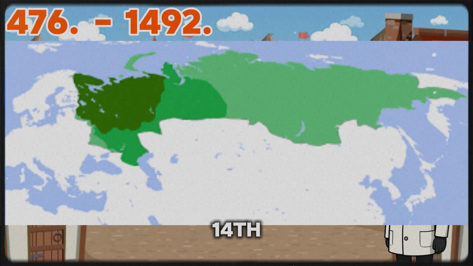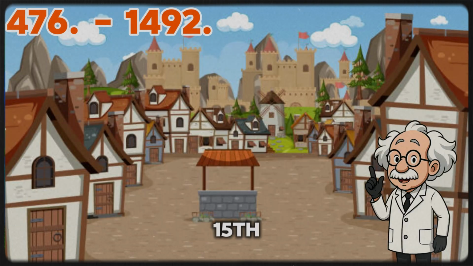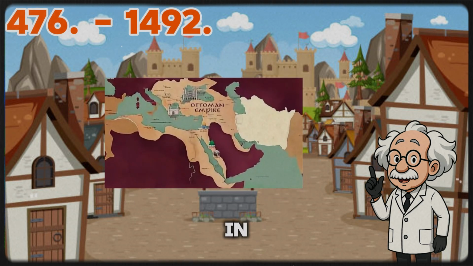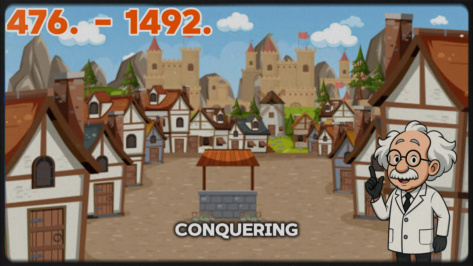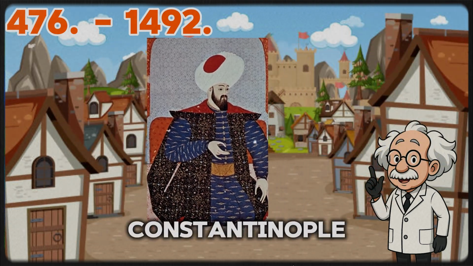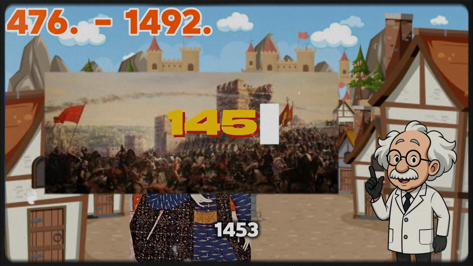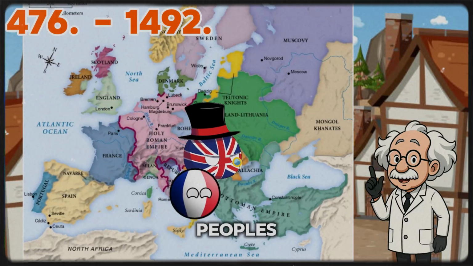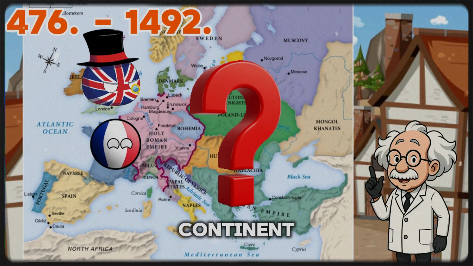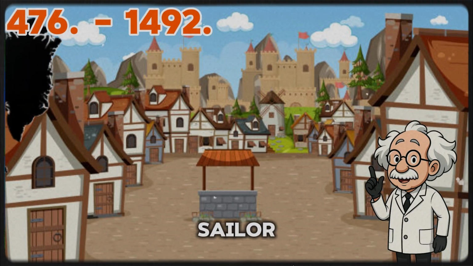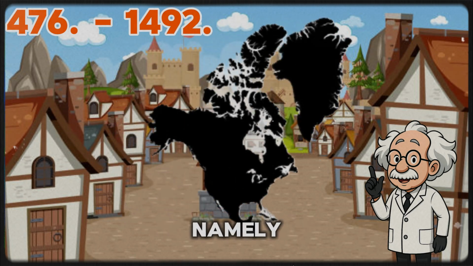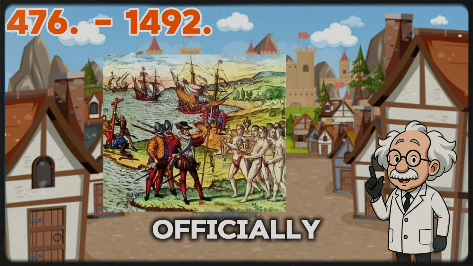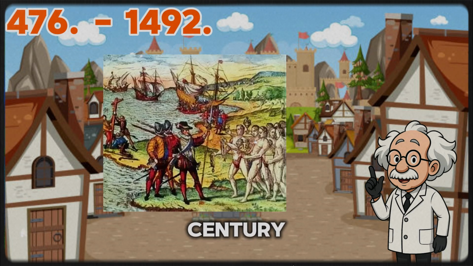At the end of the 14th century, and especially in the middle of the 15th century, the Turks became so strong that they became the dominant power in the world. And they proved this by conquering Byzantium and conquering Constantinople in 1453. Since they held all the roads to Asia, the European peoples had to find another way to that continent, when by chance, a sailor discovered a new continent, namely America, in 1492. And then the Middle Ages officially ended and the new century began.